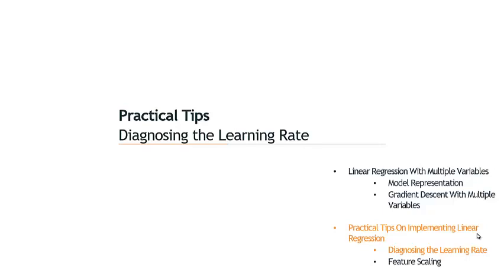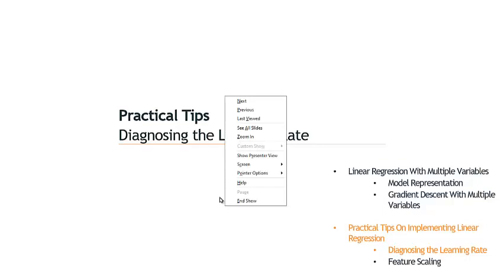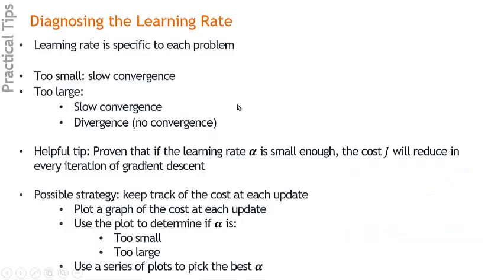Okay, let's look at some practical tips for diagnosing the learning rate. We'll talk about two. One is monitoring the progress of convergence, and the other is feature scaling. So we'll do those two one by one. There we go. So diagnosing the learning rate.